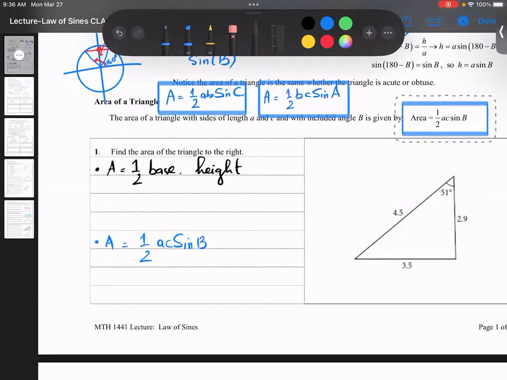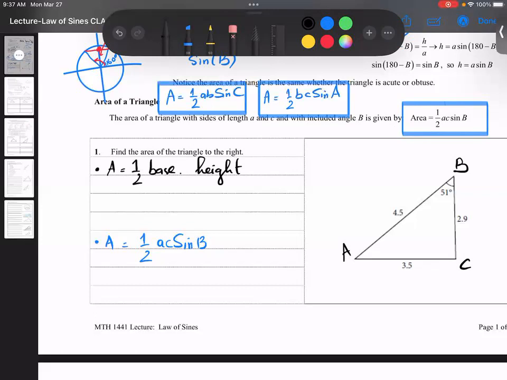Because they're giving you an angle, if I call this angle B, then I use 1/2 AC sine B. If you call that angle C, then you use what? 1/2 AB sine C. So it depends on what you call it. Here I called it A, as in my notes. It doesn't matter though. I just want to be consistent with what I have. All right, let's do the black one first.